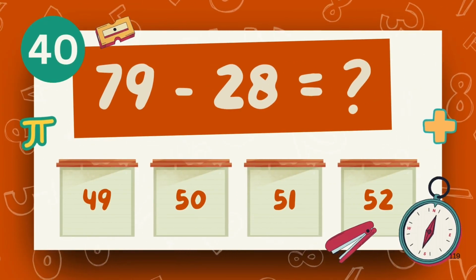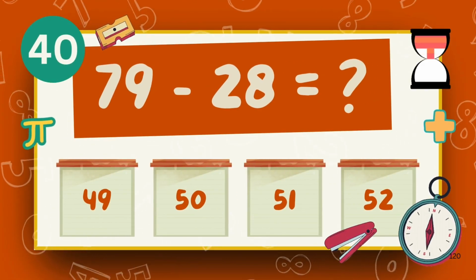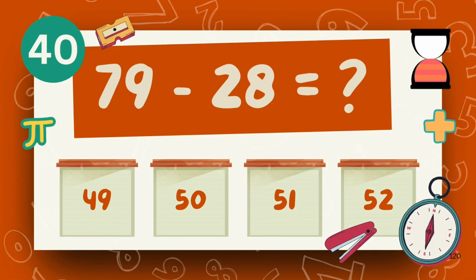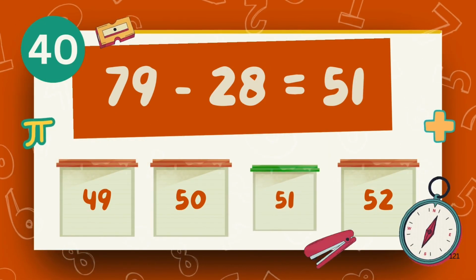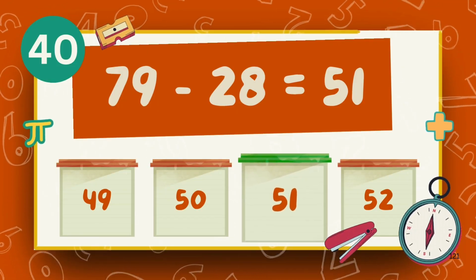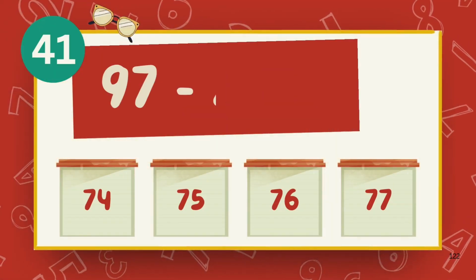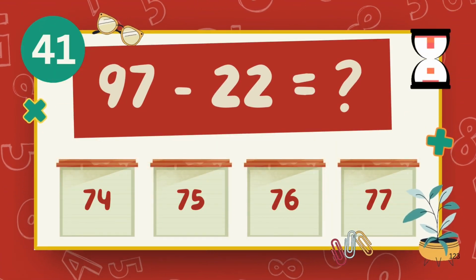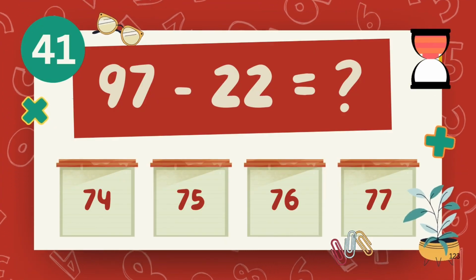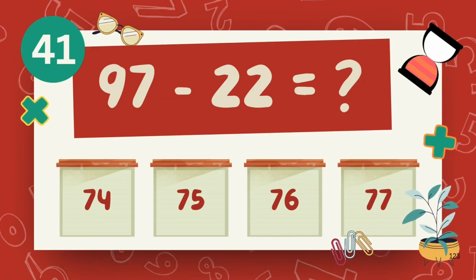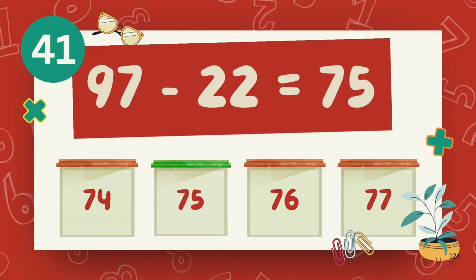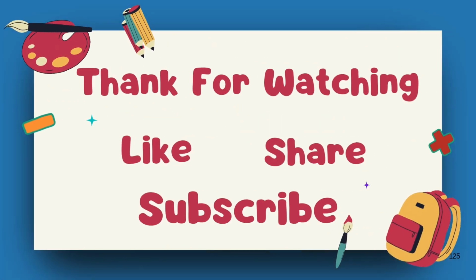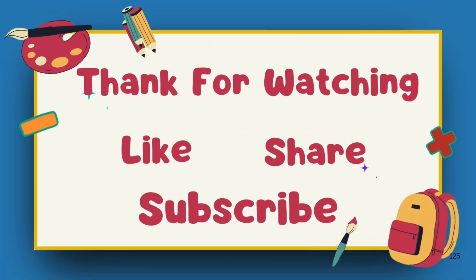What is 79 minus 28? The answer is 51. What is 97 minus 22? The answer is 75. If you want to get even better at math, keep practicing.